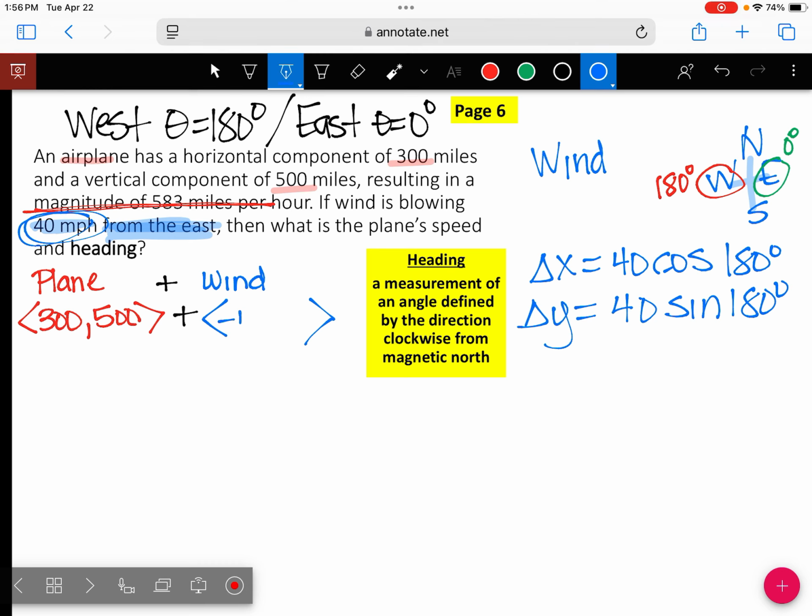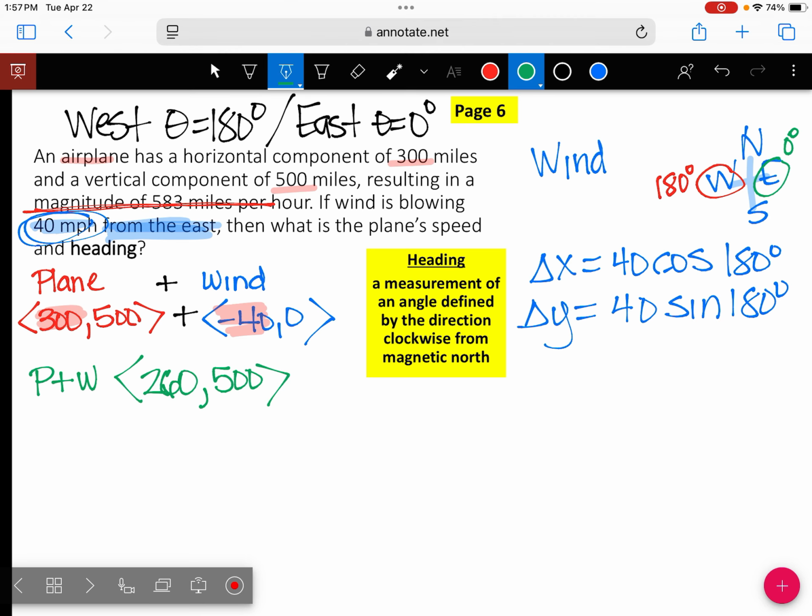All right, so you should get negative 40, 0. Who had that for the wind? All right, so it's asking us for the result. The result is what we get when we take the force of the plane and add it to the wind. So we need to figure out what the plane plus the wind vector would be. We do that by adding our x's. When I add those together, I get that the plane and the wind combined would be 260. That would be my horizontal component. And when you add 500 plus 0, you get 500.